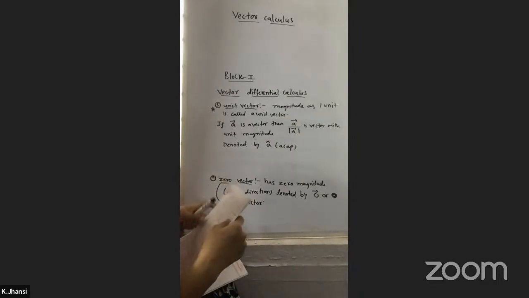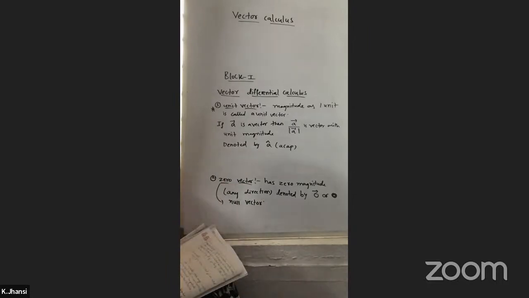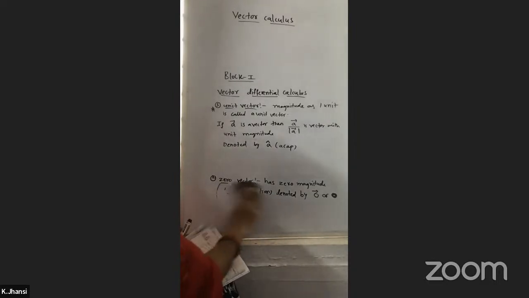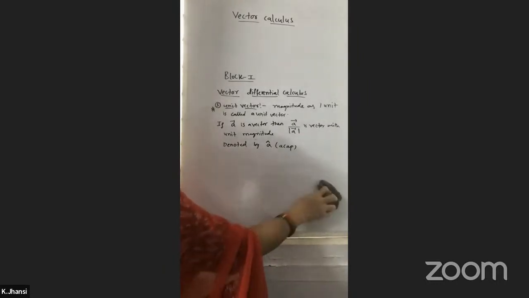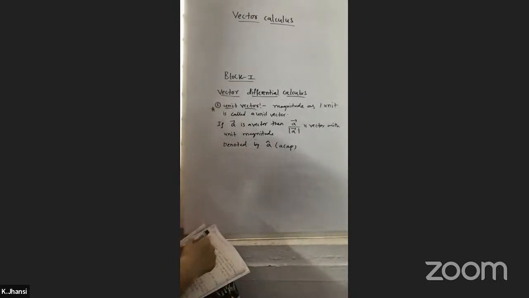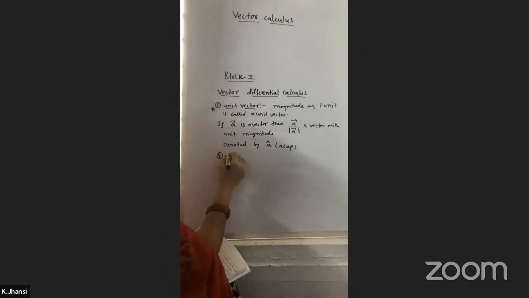Next, we have the negative of a vector, which means the same magnitude but with its direction opposite to that of A; it is called the negative of A. Just as an example I am telling, so there is no need of writing the whole definition. If you want, you can see it from the textbook.